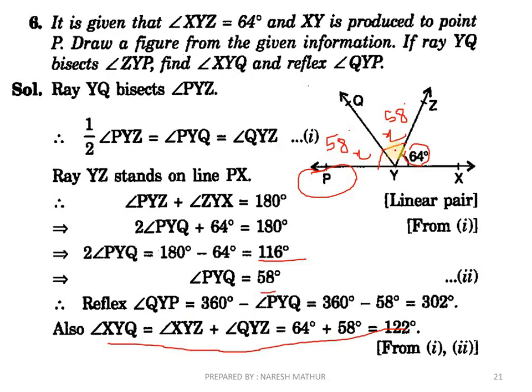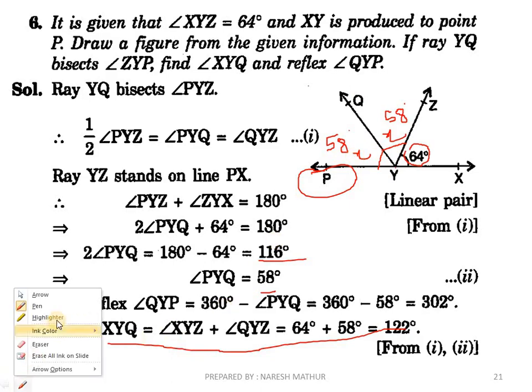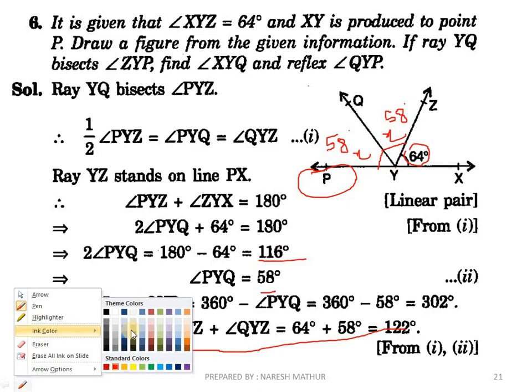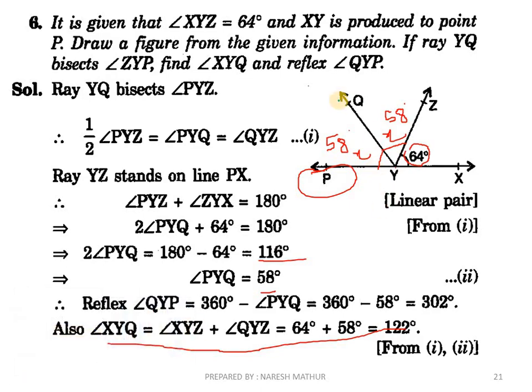Now we have to find reflex QYP. As we have angle QYP as 58 degree already, we can find the reflex of angle QYP by subtracting 58 degree from 360. So we can get the value of reflex of QYP, that is equal to 302 degrees.